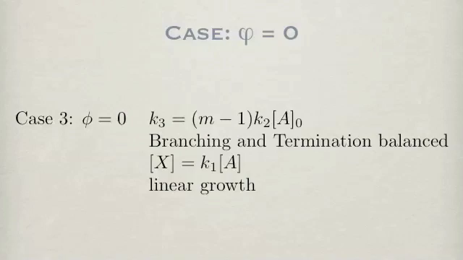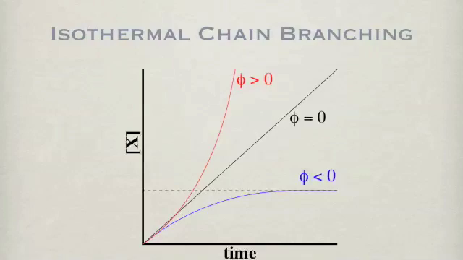In the case of phi equals 0, the branching and the termination reactions are balanced, and X has a linear growth, with X equals K1 times A. This is a graph of the behavior of X versus time of the three cases represented by phi, where phi gives a relationship between the branching reaction in the term (m-1) K2 A0 and the termination reaction K3. So in this case, at constant temperature conditions, it is purely the species X which determines the explosion.